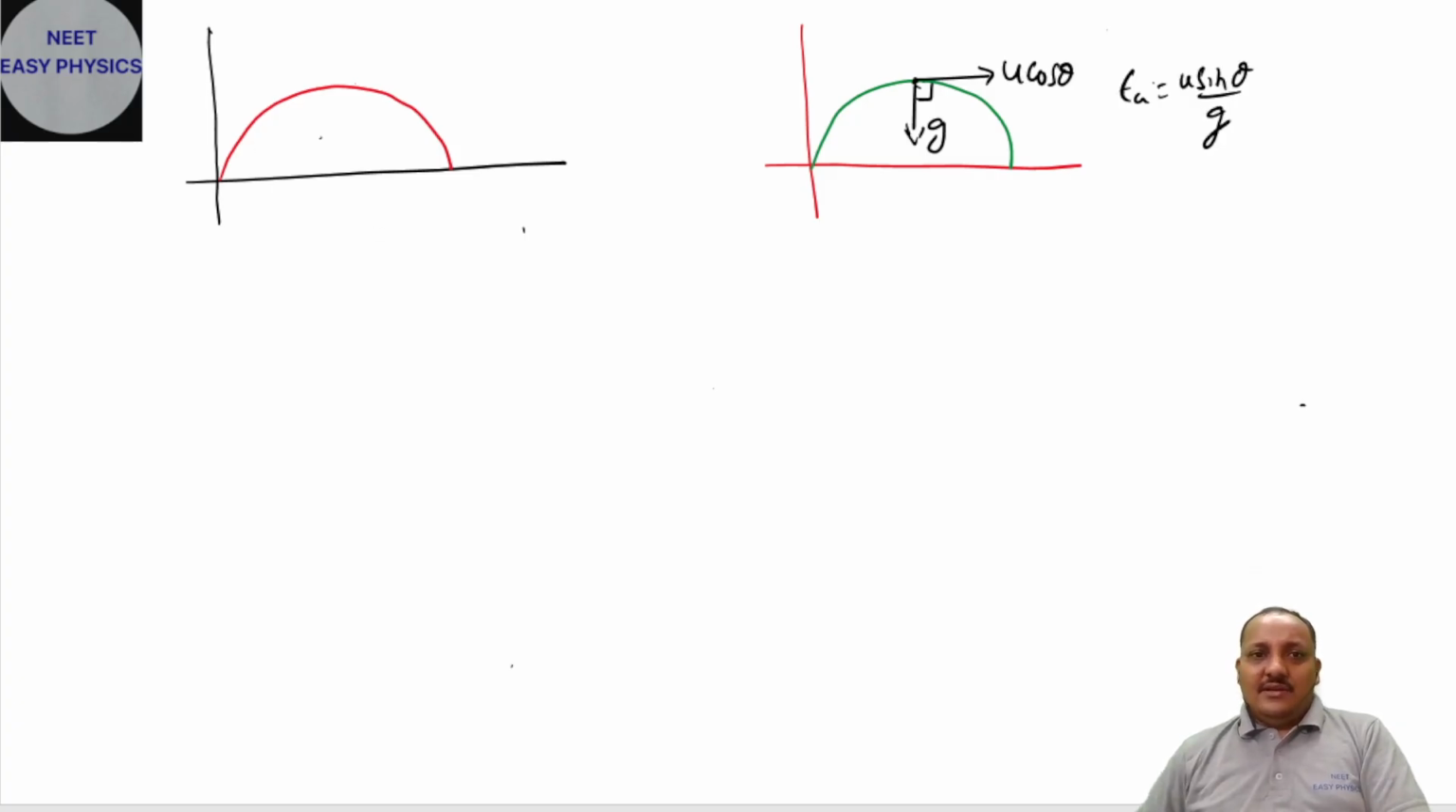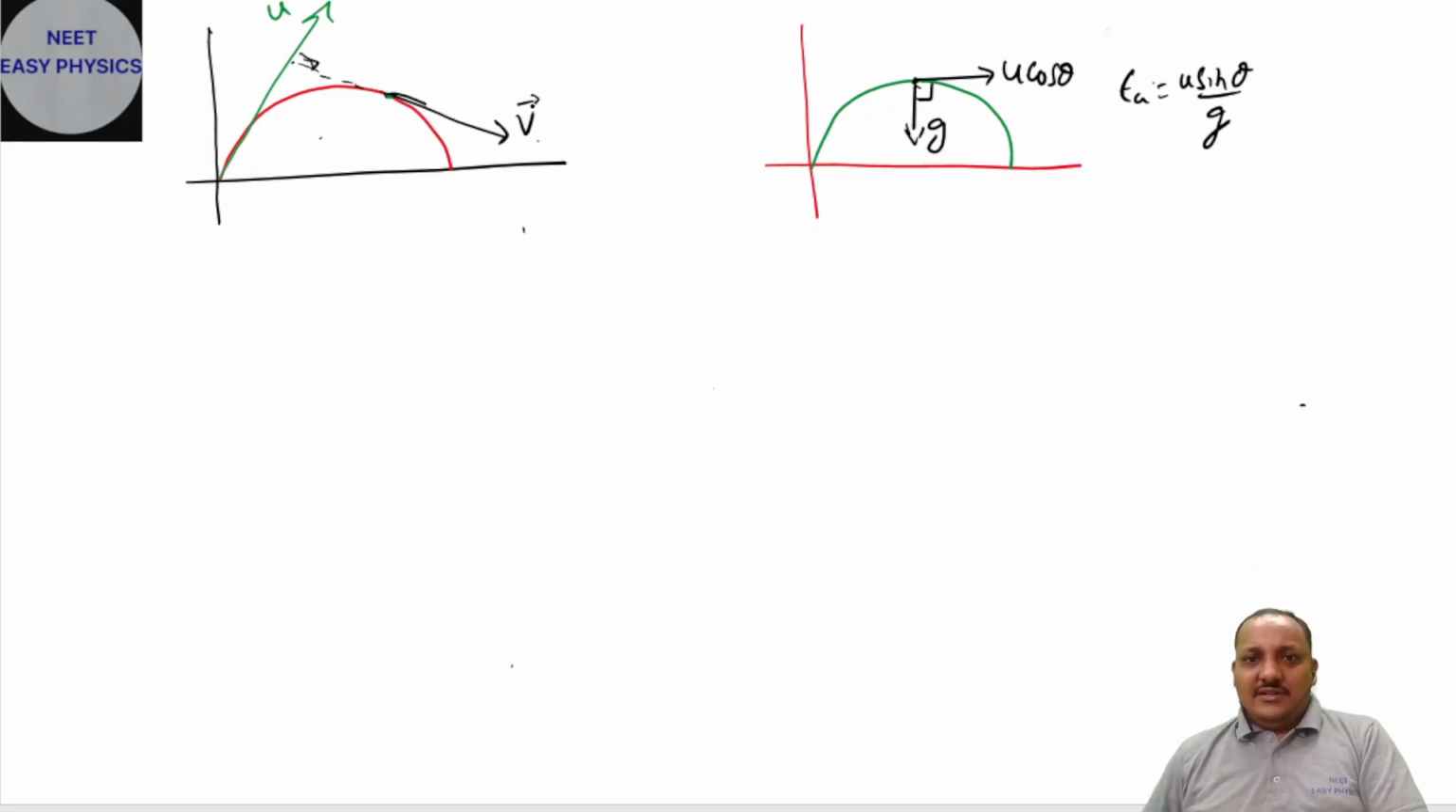Now here, after what time is velocity and initial velocity going to be perpendicular with final velocity? This is initial velocity u. Let us assume this is the final velocity after t time. So if you extend this, angle between these two is going to be perpendicular.